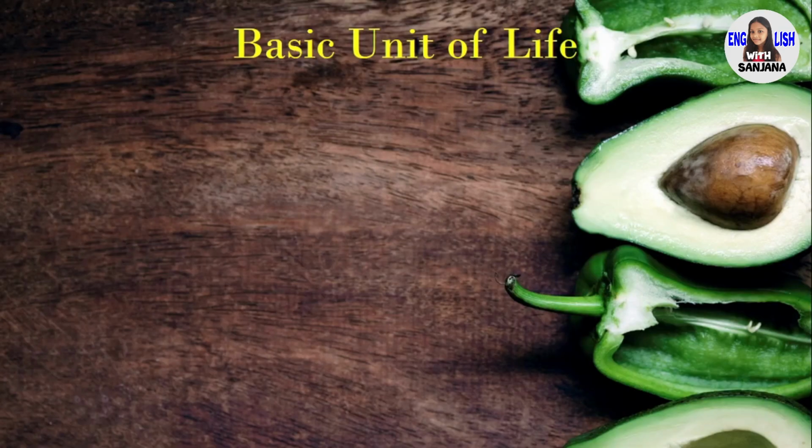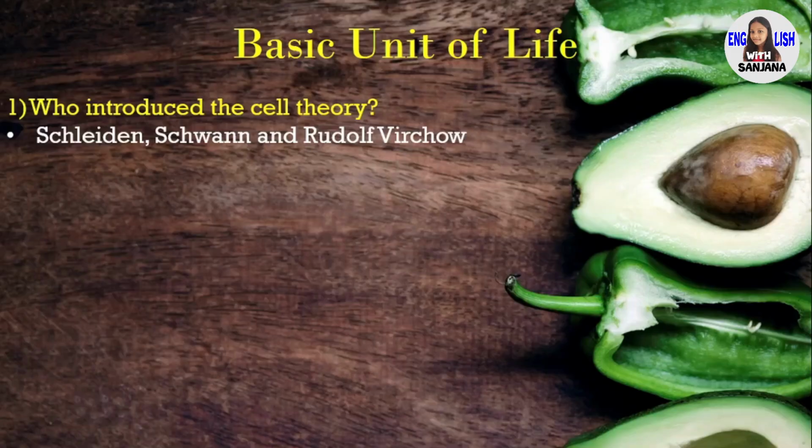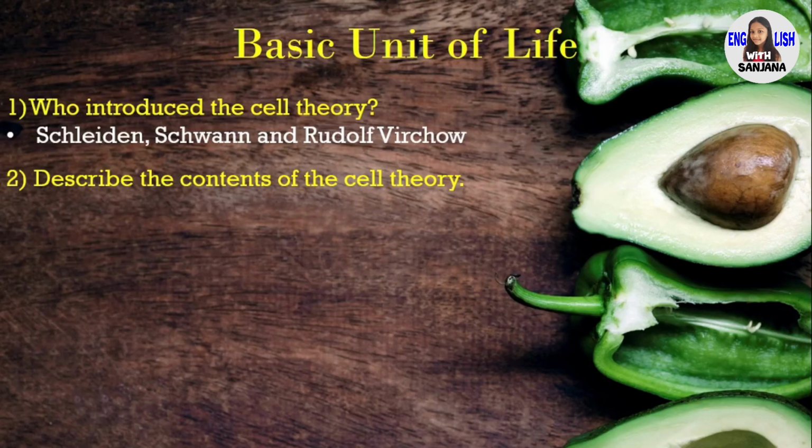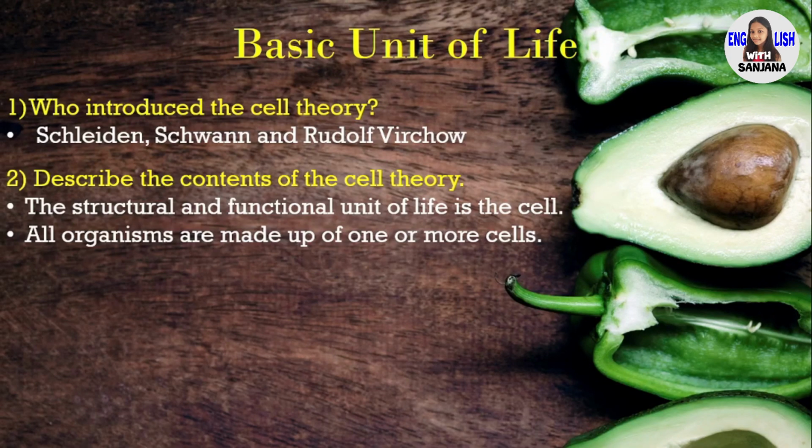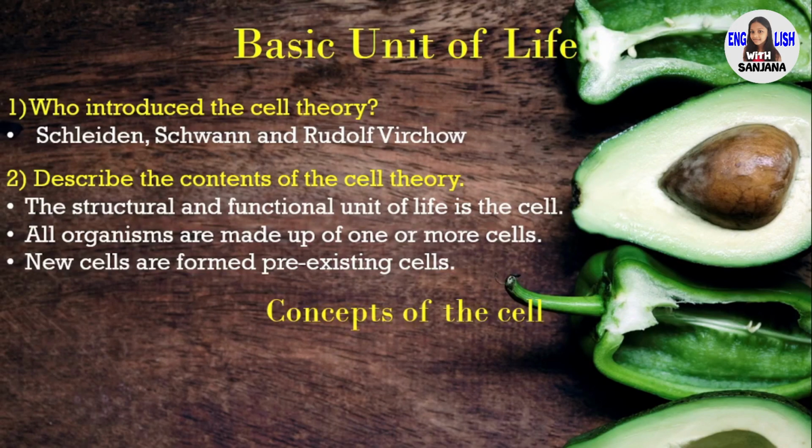Under the first chapter, we have the first question. Who introduced the cell theory? Schleiden, Schwann, and Rudolf Virchow. Describe the contents of the cell theory. The first one, the structural and functional unit of life is the cell. All organisms are made up of one or more cells. New cells are formed from pre-existing cells.